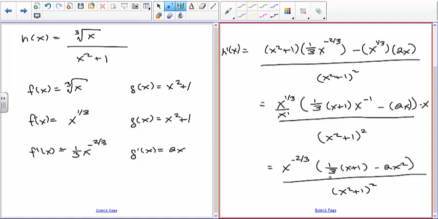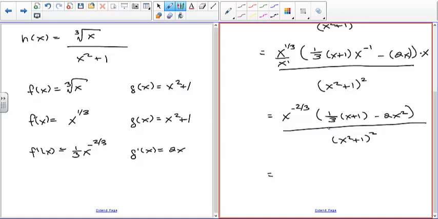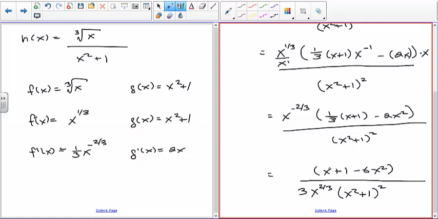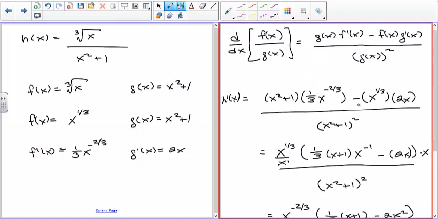And then I guess I could have, if I take 1/3 out of here, I'm going to put the 3 in the denominator. I'm going to move this to the denominator, so what you'll get is x plus 1 minus 6x squared, all divided by, put the 3 from there to the denominator, this could be x to the 2/3 power, x squared plus 1 squared. So that looks a little better than the original one, but I would just expect you to put this in here, and that'd be good for right now.